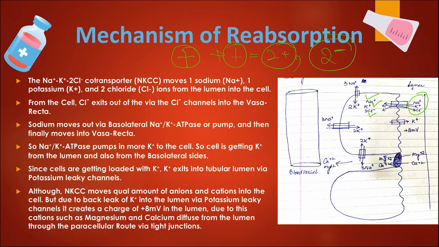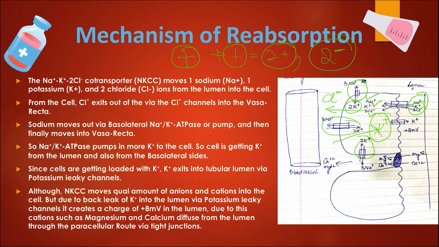Once this sodium, potassium and chloride get reabsorbed, chloride exits the cell via the chloride channels. Then sodium moves out of the cell via the basolateral sodium potassium pump, which pumps 3 sodium out and brings 2 potassium ions into the cell. The cell was already rich in potassium due to this sodium potassium 2 chloride cotransporter. So now the cell is getting loaded with potassium.